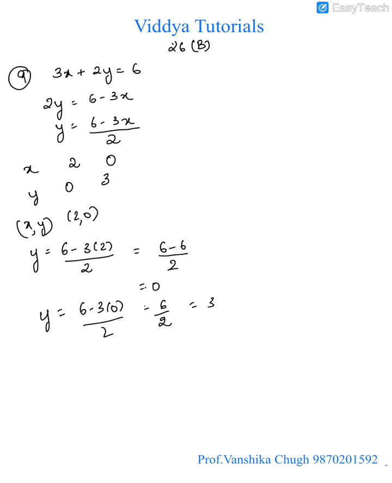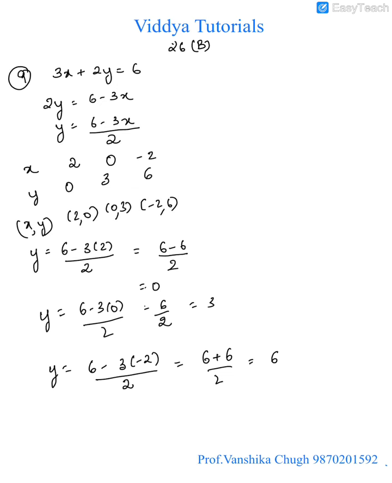Now I can also think about any negative number, which is recommended, so that your coordinates are spread on the graph paper. So if I take a negative number, I can take it as minus 2. So y is equal to (6 minus 3 into minus 2) upon 2, which gives me (6 plus 6) upon 2, which is 12 upon 2, which is 6. So if my x is minus 2, my y is 6. So these are the 3 points which lie on the line. Now I have to just plot them on the graph paper, and I can join them and I can get my line on the graph paper.